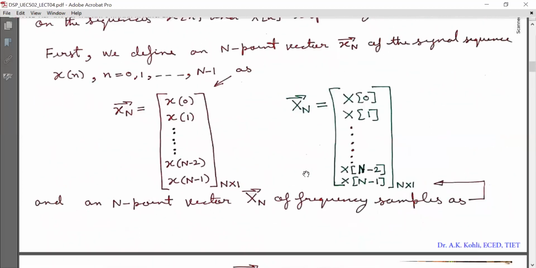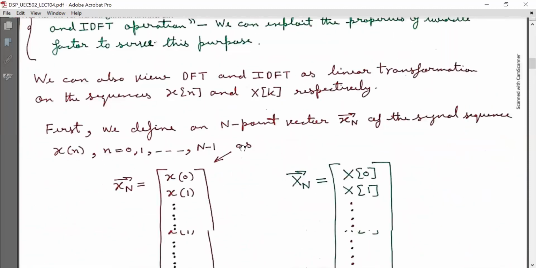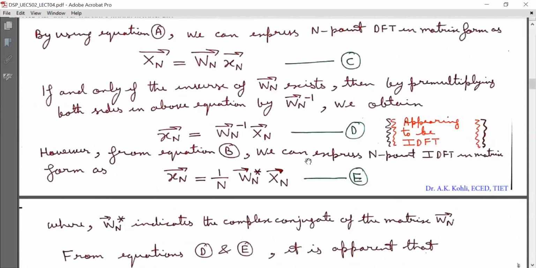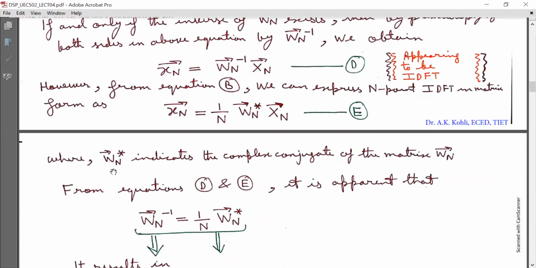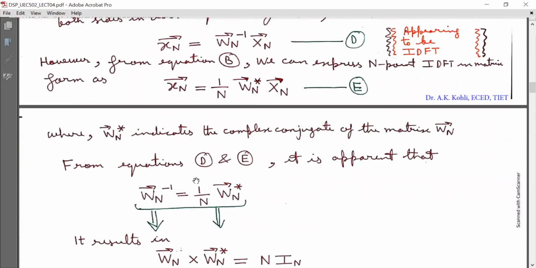However, from equation B and this twiddle factor matrix, we can express N point IDFT in matrix form as small x vector equal to 1 by N capital W matrix with a conjugate into capital X vector, and this forms equation E. So it's in this way that I calculate N point IDFT using the matrix method approach, where the conjugate of capital W matrix indicates the complex conjugate of the matrix capital W. From equations D and E, both appear to be the IDFT.